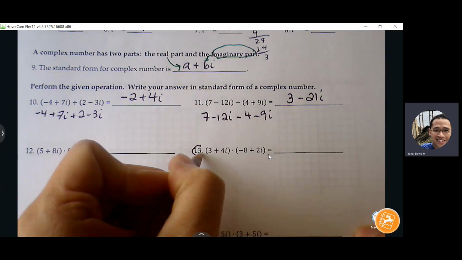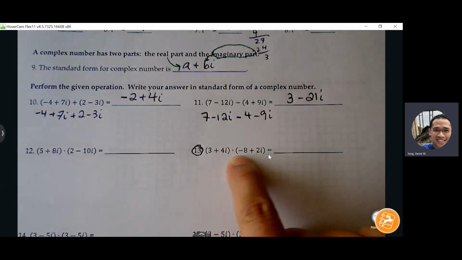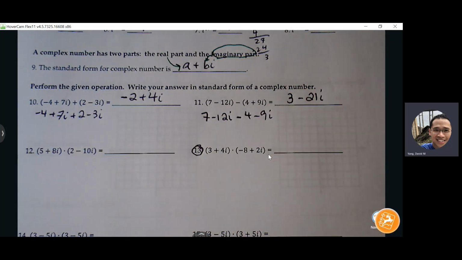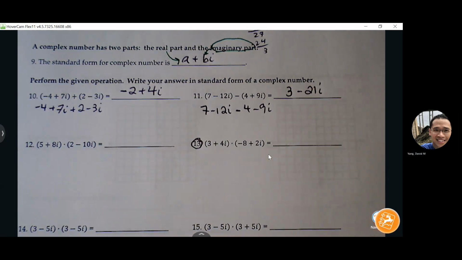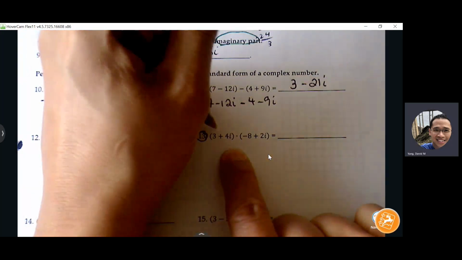Let's do 13. 13 is multiplication, so you would just FOIL like you normally would, and then if you multiply 2 i's together, you get i squared, and at the end we can clean up the i squared. So I'm just going to FOIL this out.